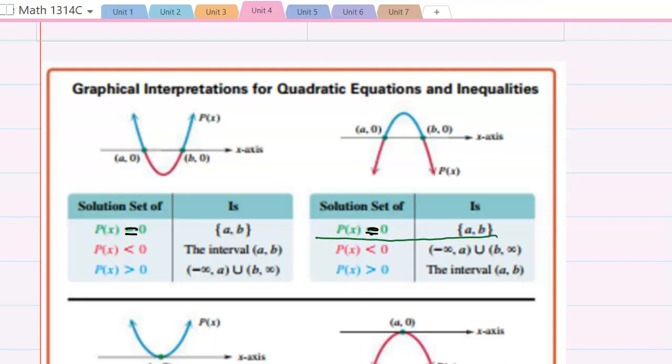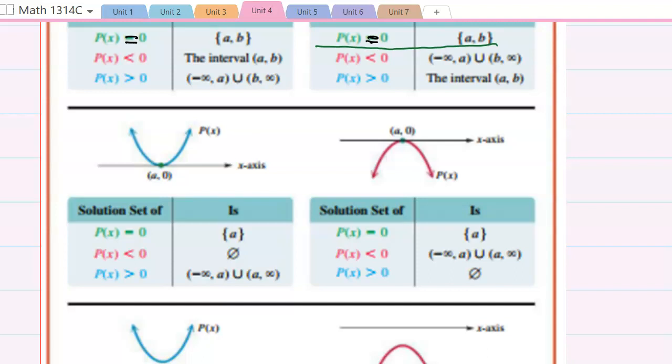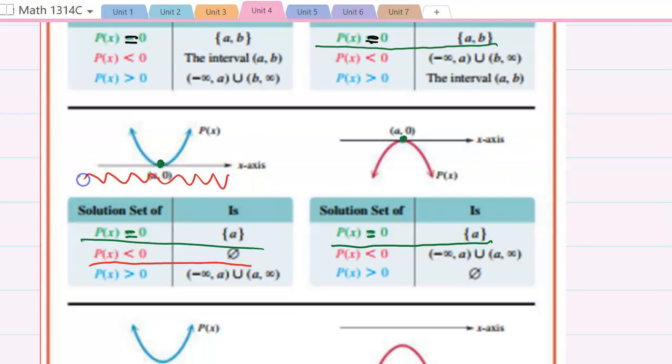The second row of parabolas illustrates the situation in which the vertex is on the x-axis, in which the graph has only one x-intercept. Notice here that the quadratic equation has a solution set of only one x value. One graph is opening up and the other is opening downward. Let's take a look at the parabola opening upward. For the inequality of f of x is less than 0, we are looking for the portion of the parabola that is below the x-axis.